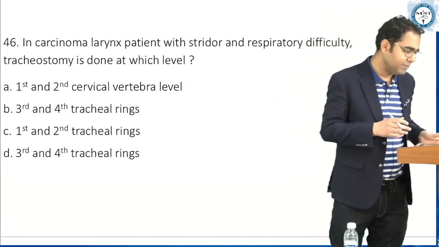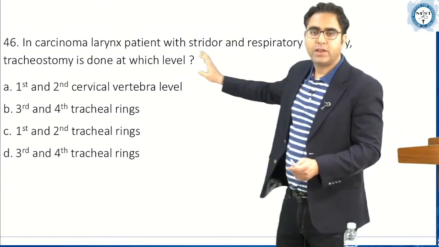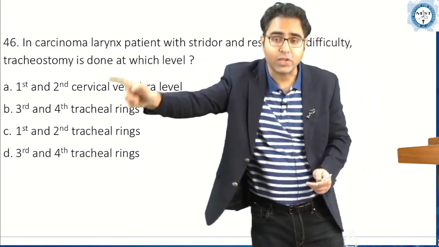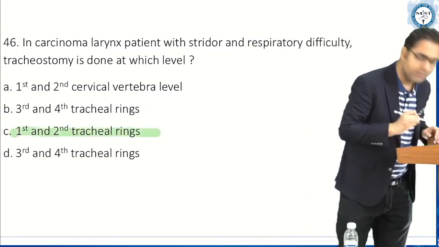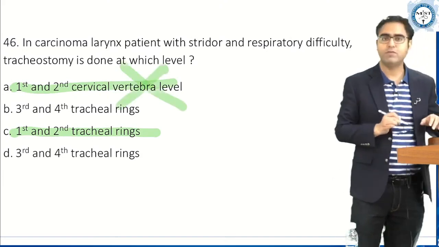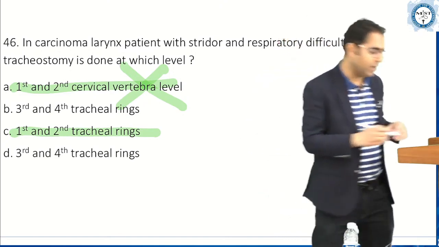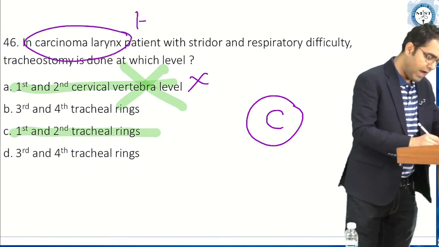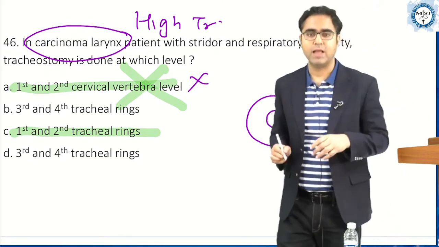In carcinoma larynx, a patient with stridor and respiratory difficulty, the tracheostomy is done at which level? We just did this. Cancer larynx tracheostomy is done at high tracheostomy. It is done at the first and second tracheal ring, beta. Don't write vertebra, beta. It's not a vertebra. You don't do tracheostomy at vertebral level. It is the first and second tracheal ring. The answer is C, beta. Am I clear, beta? Fine.